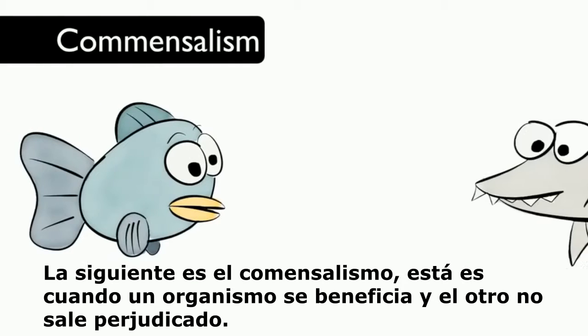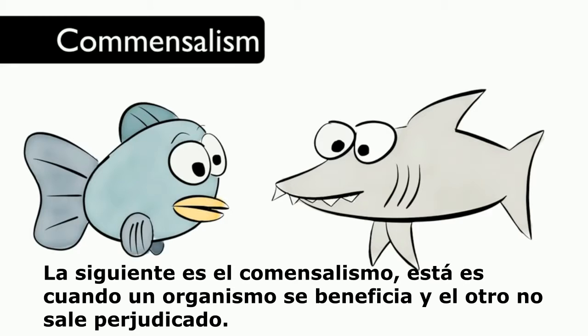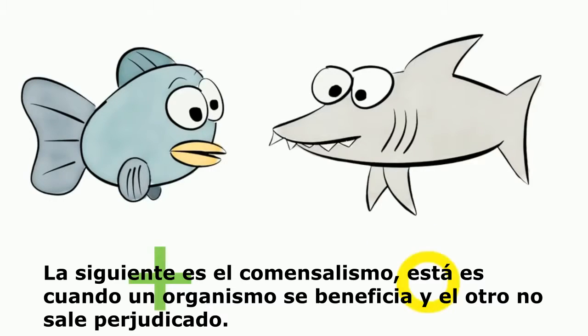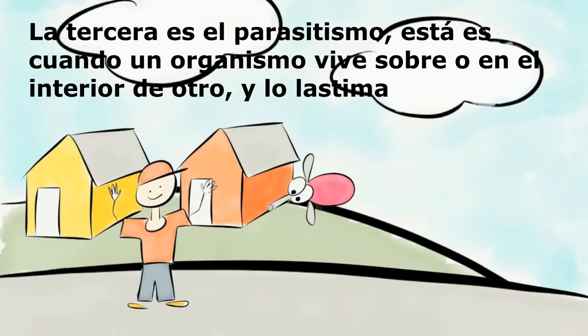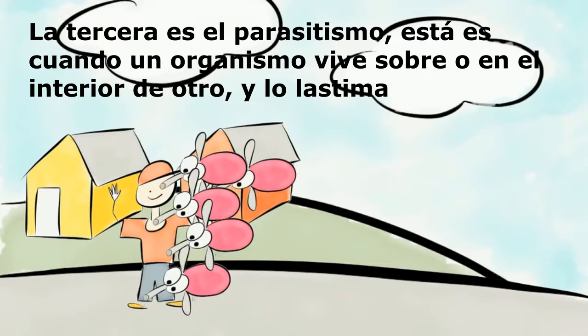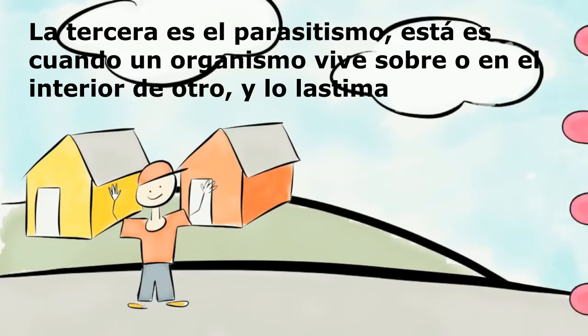The next one is commensalism. It is when one organism benefits and the other is neither helped nor harmed. The third one will be parasitism. This is when one organism lives on or inside another organism and harms it.